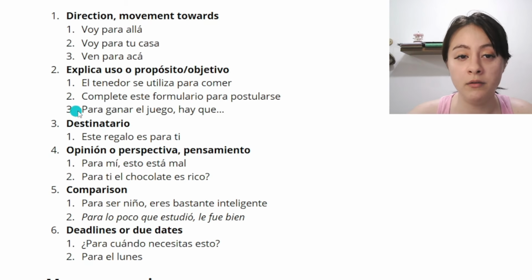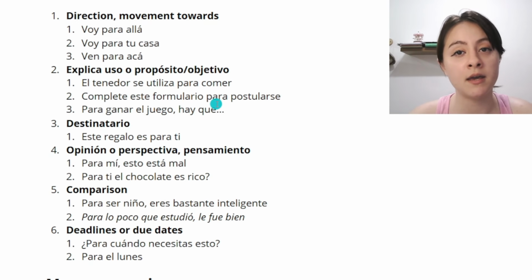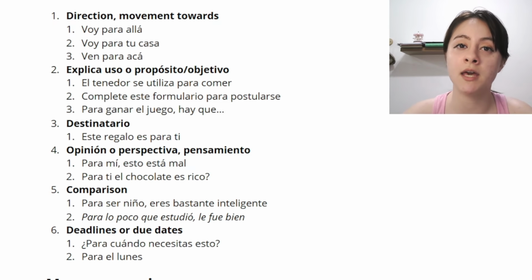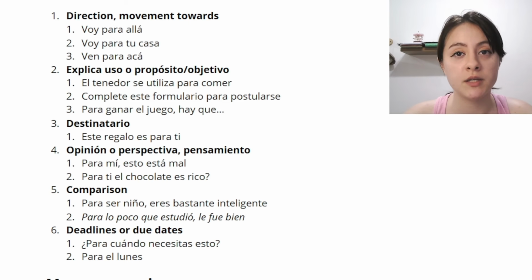Third example, para ganar el juego hay que, I can finish the phrase by saying something like hay que practicar. Para ganar el juego hay que practicar. In order to win the game, one must practice. So here, it is translated as in order to.